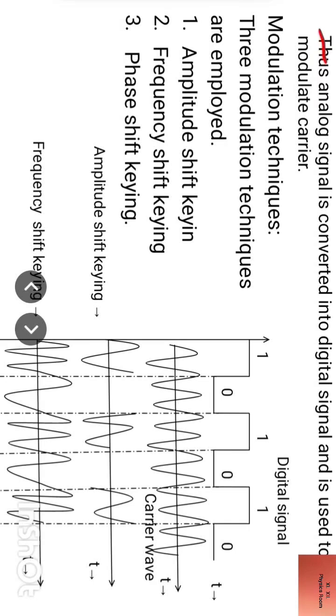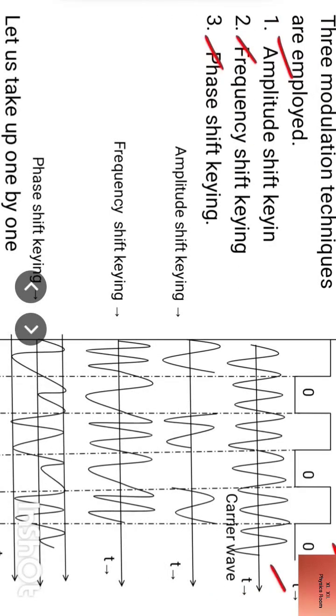Thus, the analog signal is converted into a digital signal and is used to modulate the carrier. Suppose this is a digital signal which is converted from an analog signal. Now the modulation techniques. There are 3 modulation techniques which are normally employed. First is amplitude shift keying, second is frequency shift keying, third is phase shift keying. Here this is the digital signal, this is the carrier wave. This is amplitude shift keying, this is frequency shift keying, and this is phase shift keying. Let us take them up one by one.